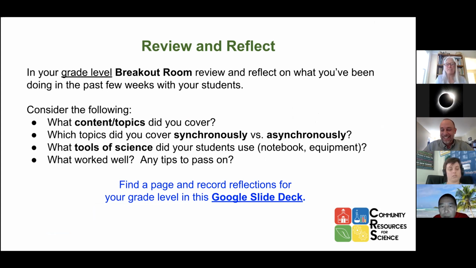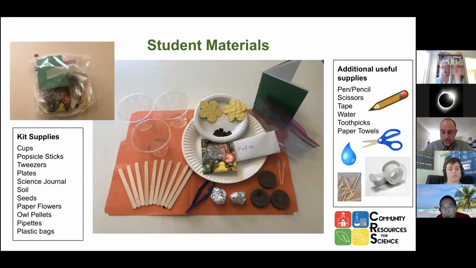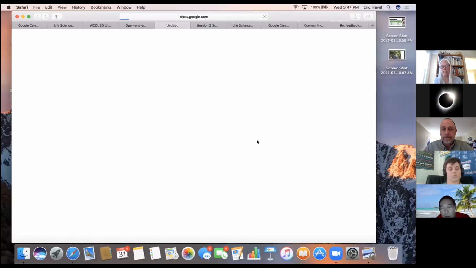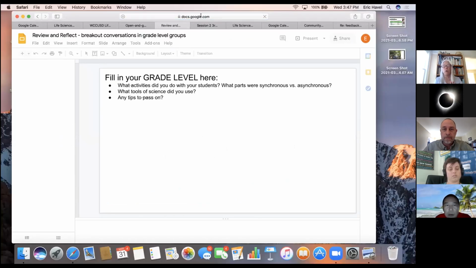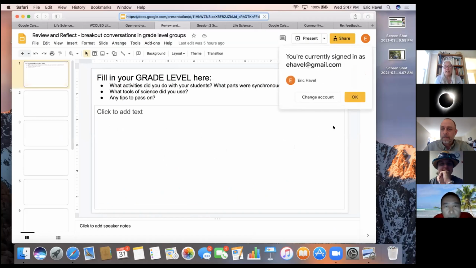So we're going to put you in grade level breakout rooms so you can review and reflect on what you've been doing, just as Eric described. And so there's a few things to consider. And what we've done is created a Google slide deck. And if you would just find a page that's labeled with your grade level, and if there isn't one left for your group with your grade level, you can go ahead and change it. And then just record. Oh, they're not labeled there. It's just fill in. That's right. And so just record your ideas here, and the prompts are there.